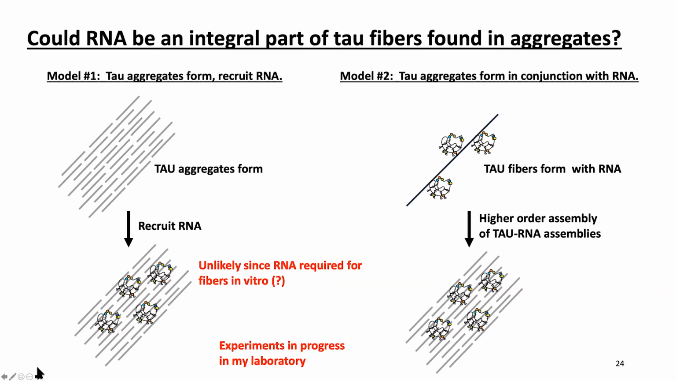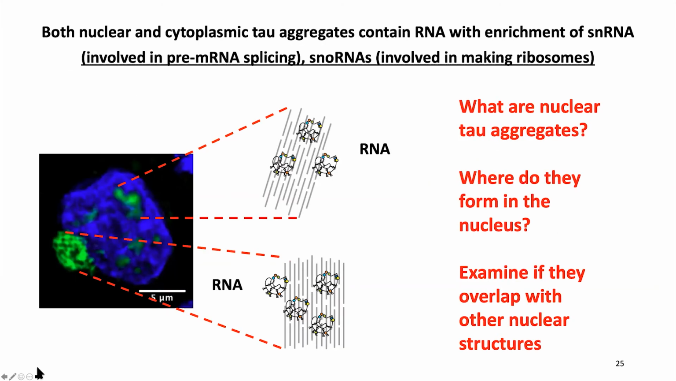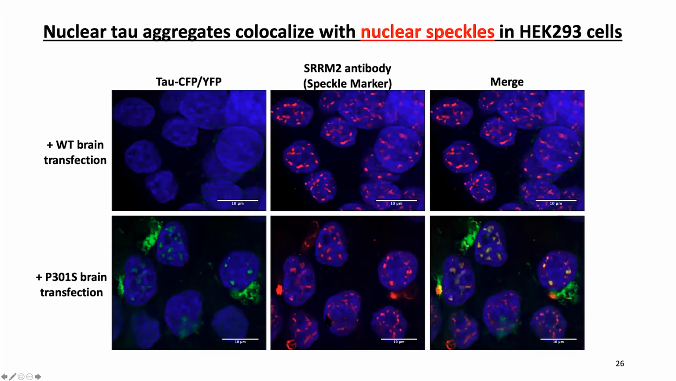this question. But in the meantime, I mentioned that there are these cytoplasmic tau aggregates, but there are also a second class which form in the nucleus. And we've been interested in what these nuclear aggregates are and where they actually form. So what Evan did was he did a number of experiments to examine if these nuclear tau aggregates overlap with other nuclear structures. And I'm just going to show you one of these where we actually stained for a nuclear structure called a nuclear speckle.